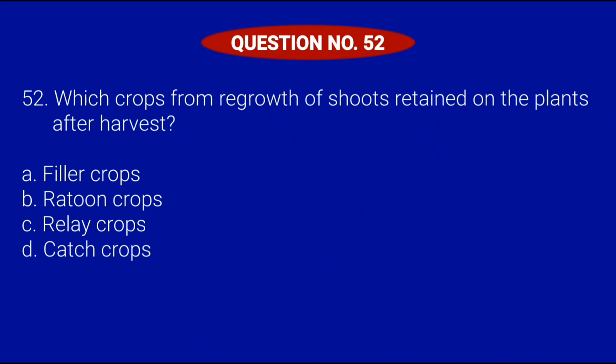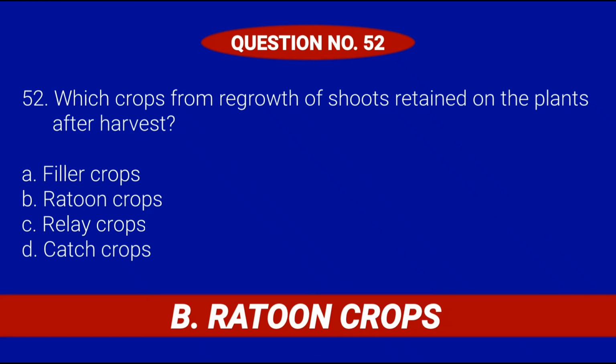Question number 52. Which crops come from regrowth of shoots retained on the plants after harvest? Letter A. Filler crops. Letter B. Ratoon crops. Letter C. Relay crops. Or letter D. Catch crops. Correct answer is letter B. Ratoon crops.